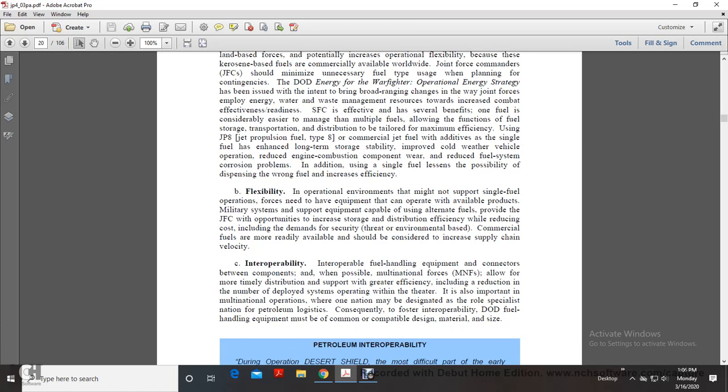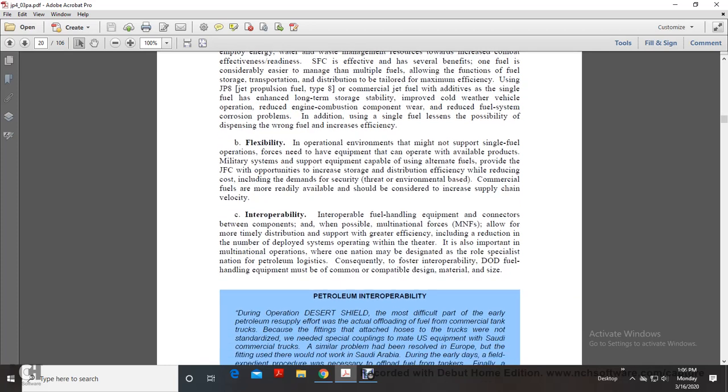Obstruction opportunity to increase the source of distribution and efficiency while reducing the cost, including with the demands for the security threat environmental base. Commercial fuels are more readily available. There should be conservatively increased the supply chain velocity. Interoperability of fuel handling equipment connections between the components when possible.